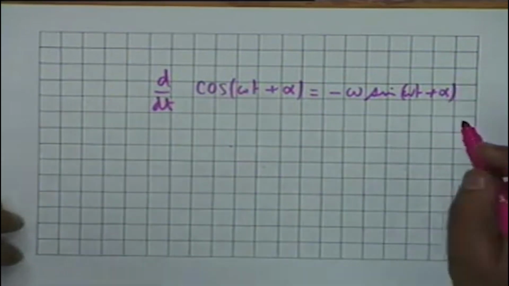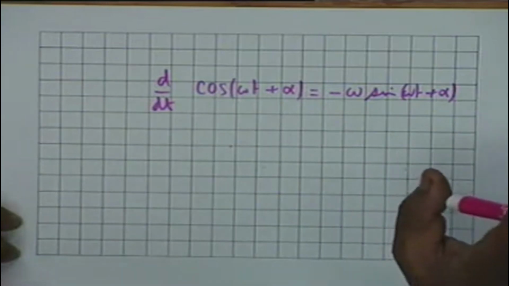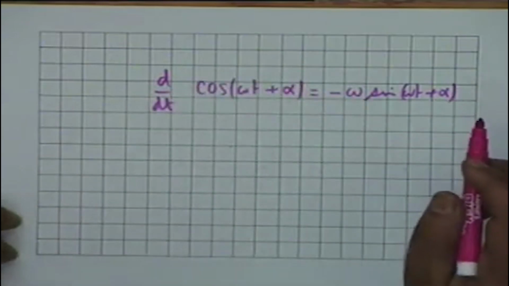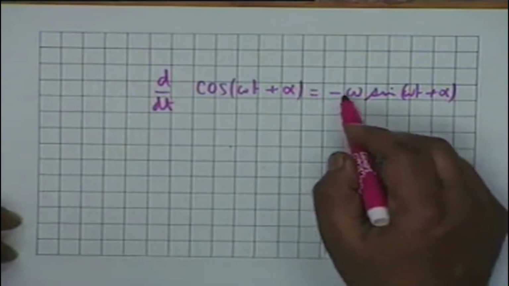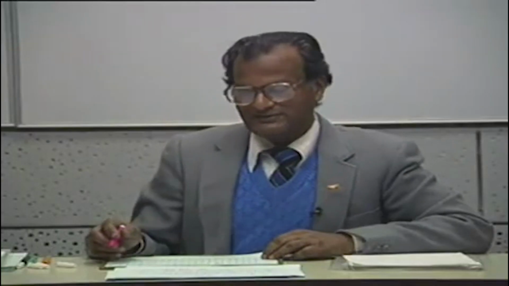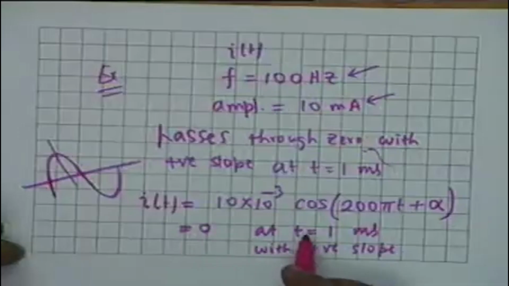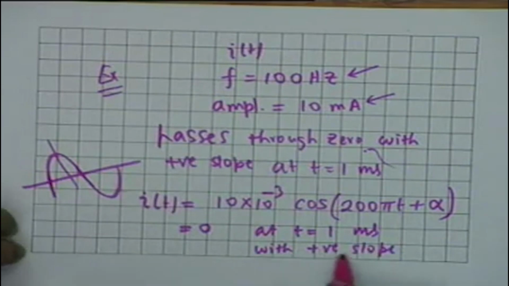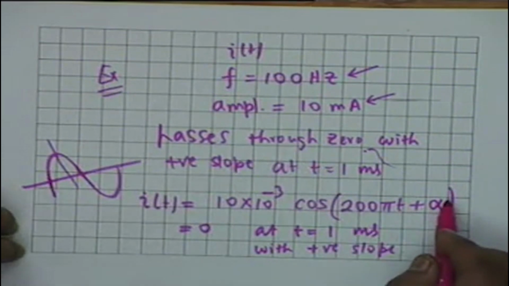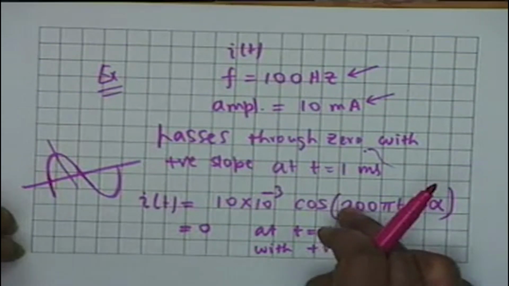So if the slope is to be positive, it's not a trivial question, you follow this carefully. If d dt is to be positive, then obviously sine must be negative, because there is a negative sign here. When is sine negative? When omega t plus alpha itself is negative, and therefore the condition that I of t equal to 0 at t equal to 1 millisecond with positive slope implies that this quantity should be negative, equal to minus pi by 2.